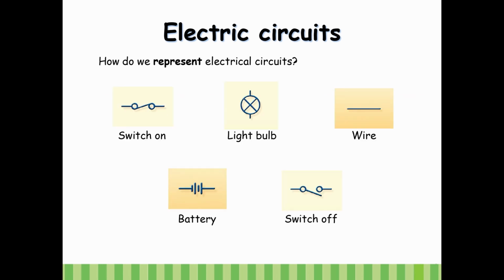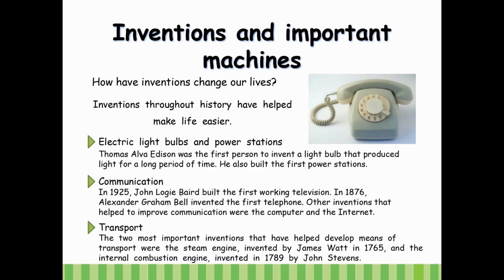Electric circuits. How do we represent electrical circuits? Switch on, light bulb, wire, battery, switch off. Inventions and important machines. How have inventions changed our lives? Inventions throughout history have helped make life easier. Electric light bulbs and power stations.